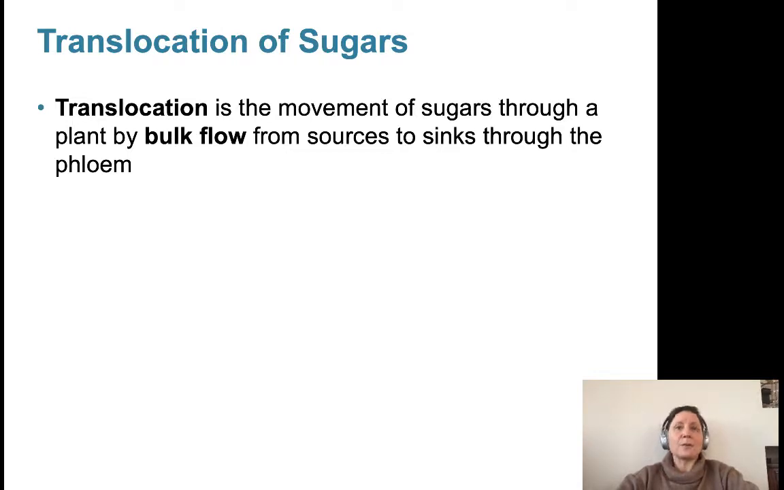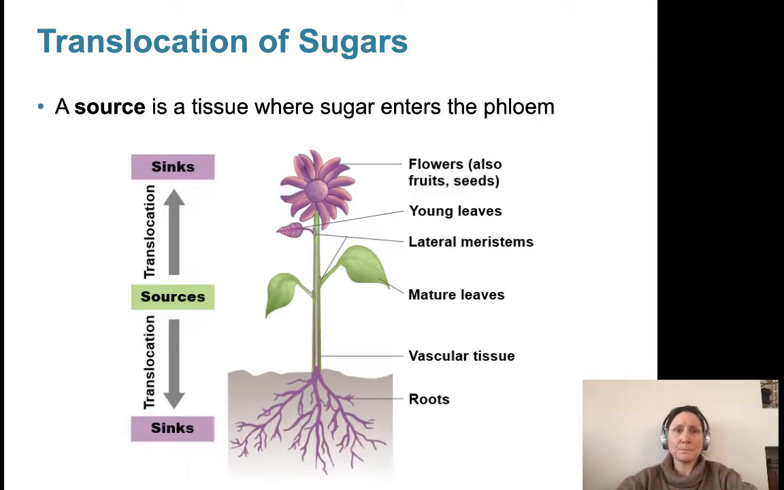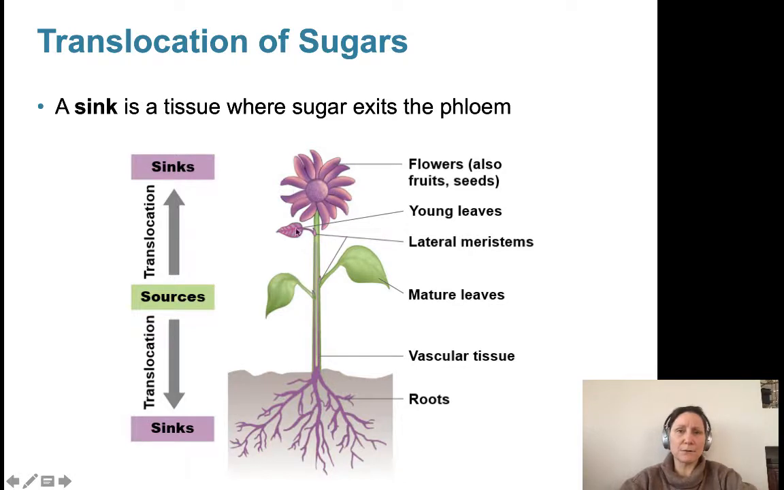So translocation is the movement of sugars through a plant by bulk flow. So remember, that's just a pure pressure gradient. So bulk flow from sources to sinks through the phloem. A source is tissue where the sugar enters the phloem. Usually we're talking about places of active photosynthesis, so places like leaves and stems. A sink is a tissue where sugar exits the phloem, and so that's where it's going to be used. So you can imagine flowers and young leaves and meristems and then roots.